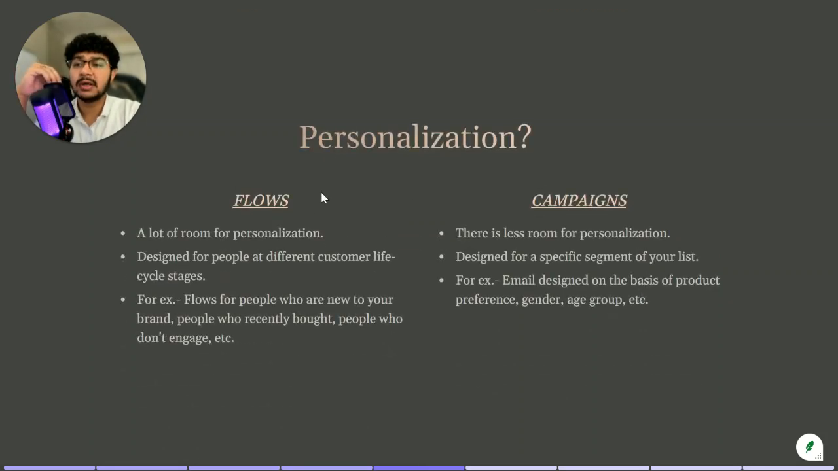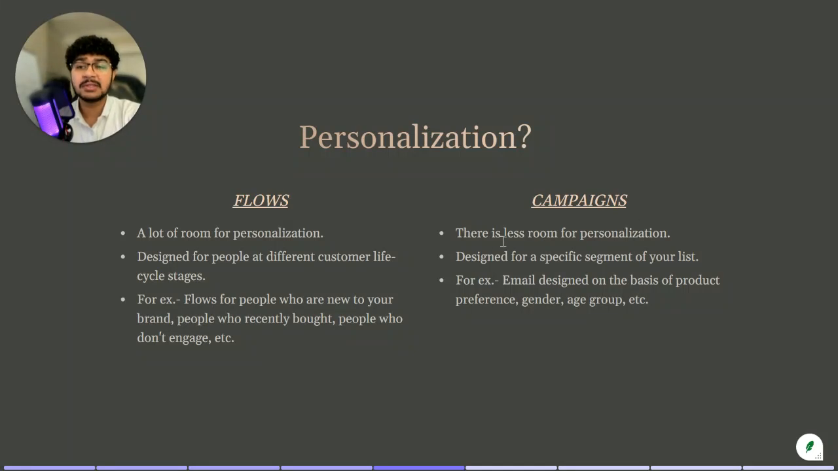Now, personalization. How much personalization can be done in flows versus campaigns? So there's a lot of room for personalization in flows, because you know the specific life cycle stage the customer is in. You know what problems they might be facing. For example, if they have left something in the cart and they haven't gone back yet, they might just need more social proof. They might need to be reminded of the benefits that the products can get them. And flows are designed for different customer life cycle stages. For example, flows for people who are new to your brand, people who recently bought from you, or people who don't engage, etc.